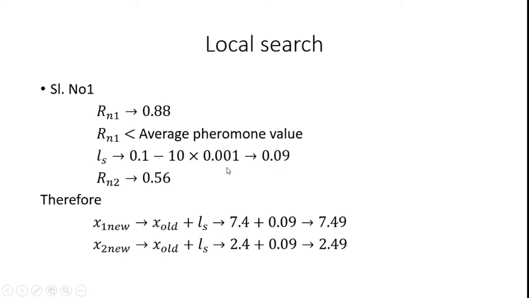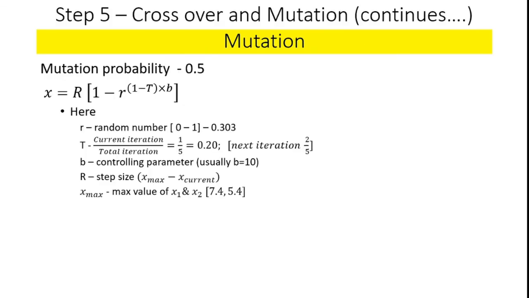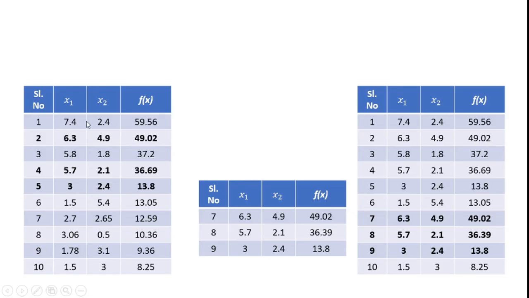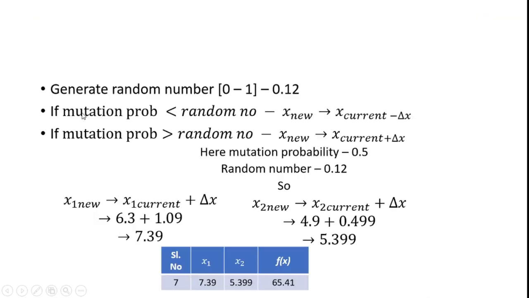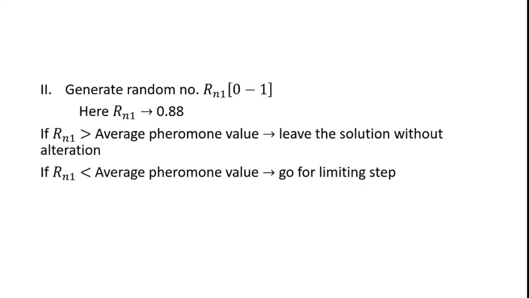And then I generate the random number again. This comes under 0.56, so x1 new equals x old plus LS. Here it's equal to 7.4 plus 0.09. The 7.4 is the previous point available with our superior region. In superior region, the first 6 numbers are called the superior region. So 7.4 is the initial point available with the first population.